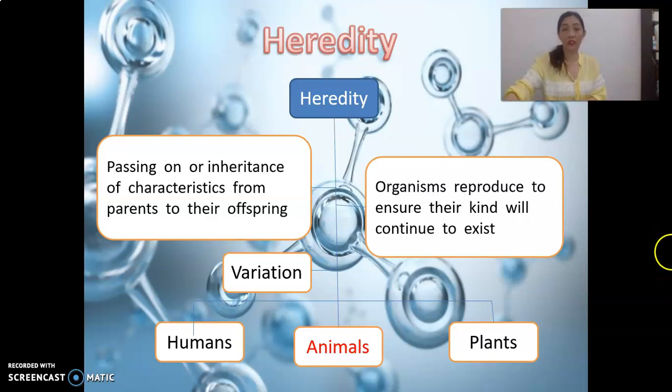So today our topic is about heredity. Last week our topic was about humans. This week our topic is about heredity of animals. So what heredity is passing on or inheritance of characteristic from parents to their offspring. So parents is mother and father and offspring is their daughter and son. So organisms reproduce to ensure their kinds will continue to exist. But animals have variations in the color.